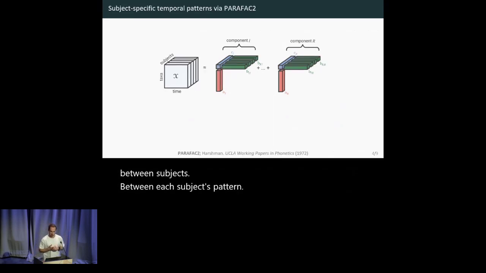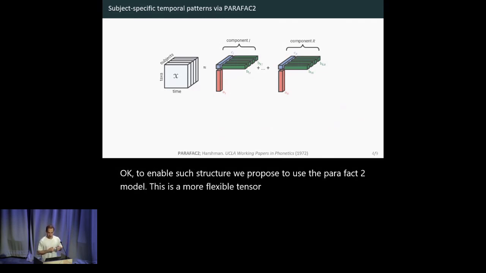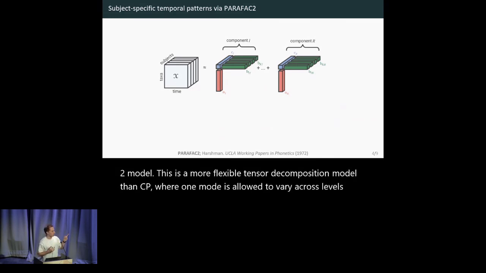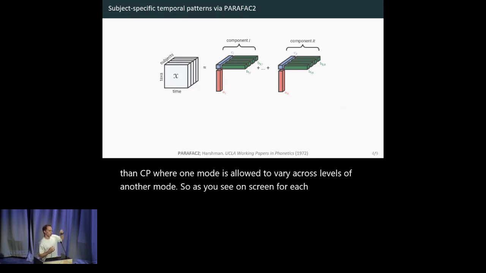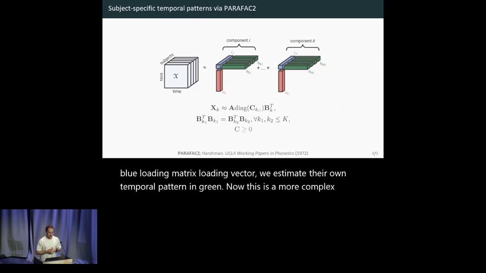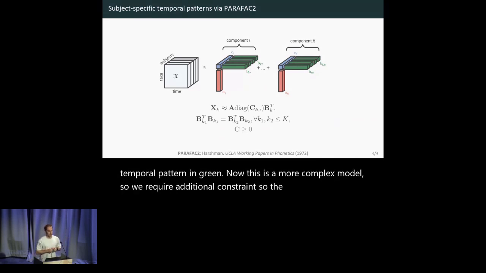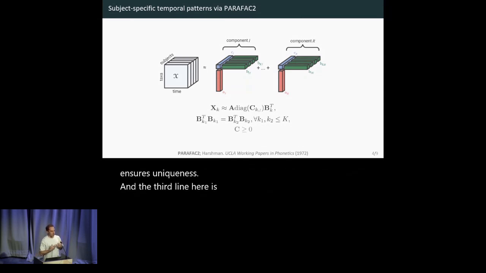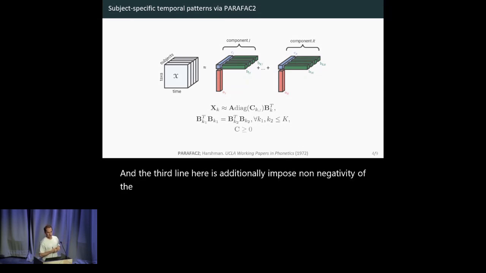Okay, to enable such structure, we propose to use the Parafac2 model. This is a more flexible tensor decomposition model than CP, where one mode is allowed to vary across levels of another mode. So as you see on screen, for each subject in the blue loading matrix, loading vector, we estimate their own temporal pattern in green. Now, this is a more complex model, so we require additional constraints. So the second line here is the constant cross-product constraint of Parafac2, which ensures uniqueness. The third line here is we additionally impose non-negativity of the subject's factor matrix, and this is purely out of convenience to fix a sign ambiguity.